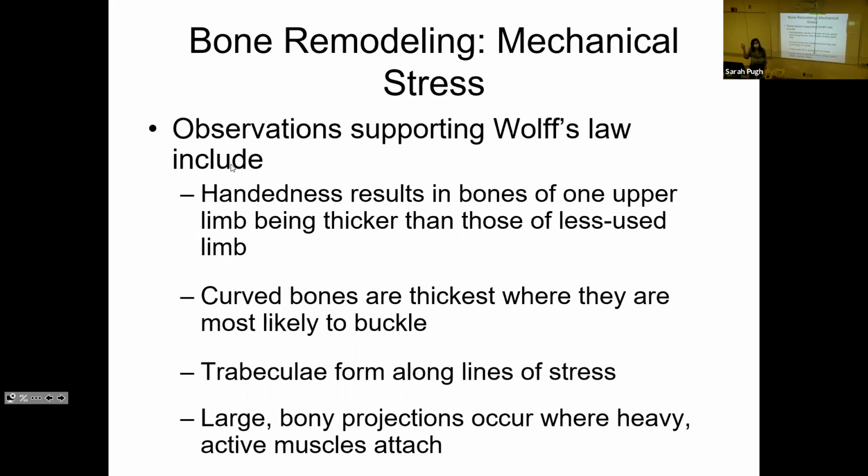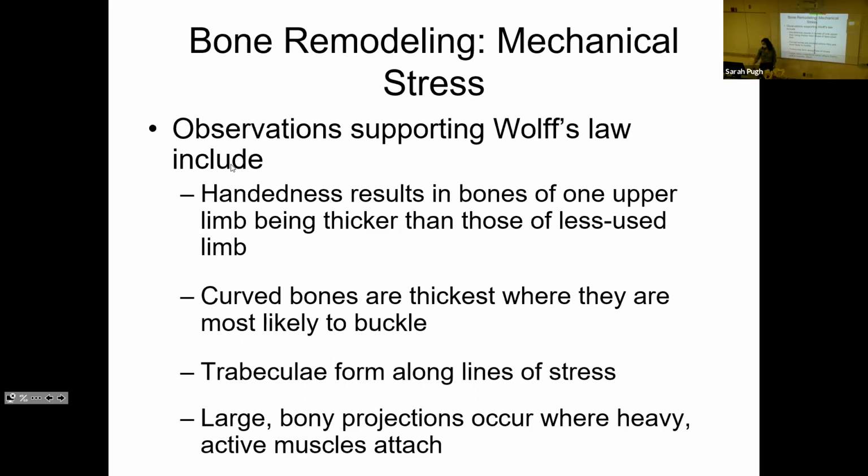Why? Because I use my right hand more. My bones are bigger. They have remodeled because I'm using this hand more. Okay, this is my dominant hand. Curved bones. A great example of this one would be like the clavicle. The clavicle is your collarbone. Clavicle has a curve to it. So if it breaks, it'll push outward, not inward.